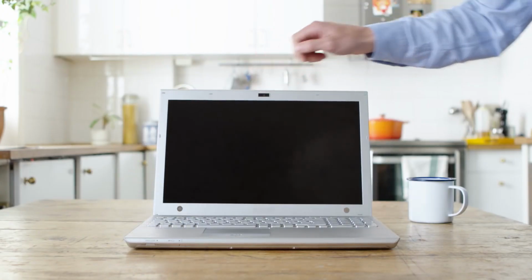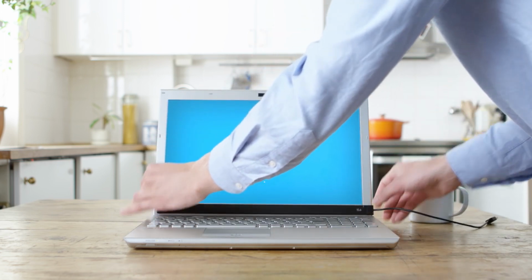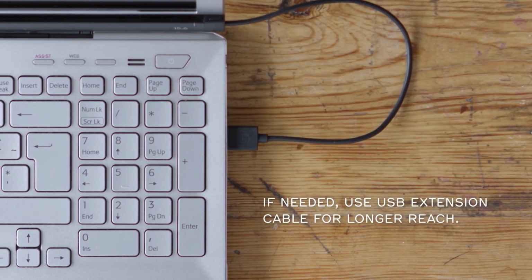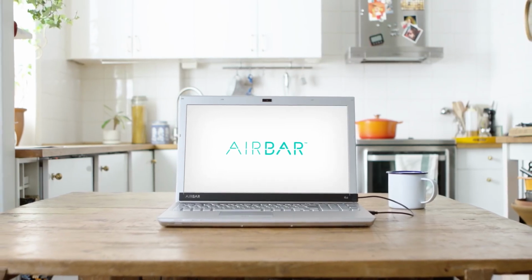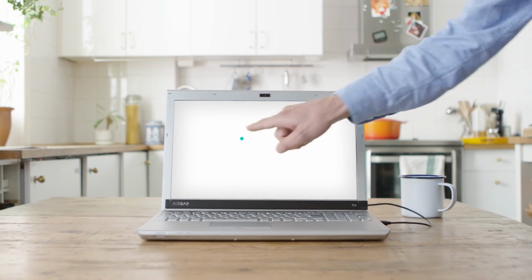Now that Airbar is set up, start your computer running Windows 10. Attach Airbar, and plug the USB connector into the notebook. You now have touch. Airbar senses input just above the display. Pinch, roll, sweep, and have fun.